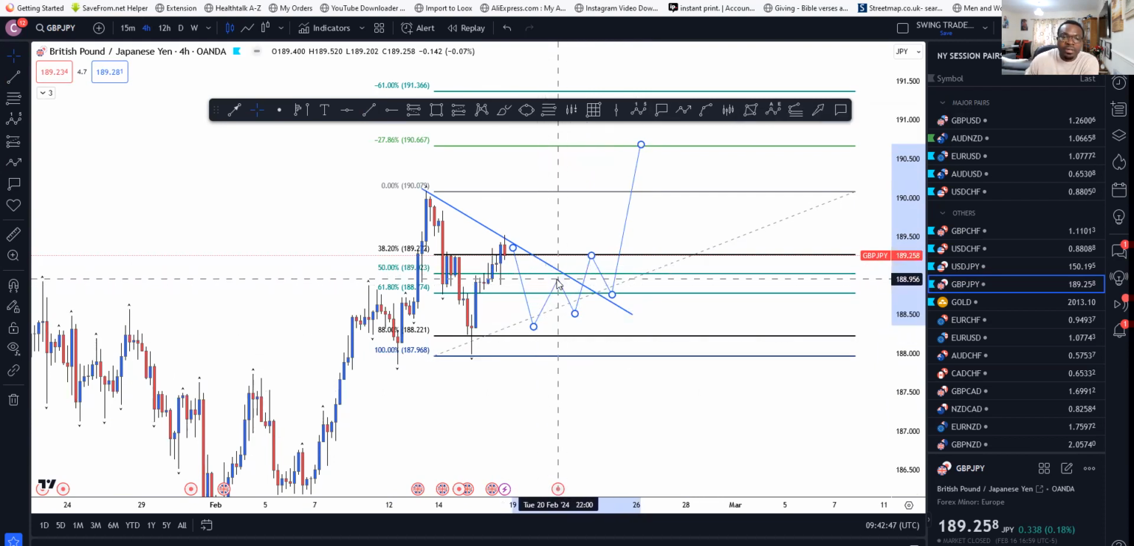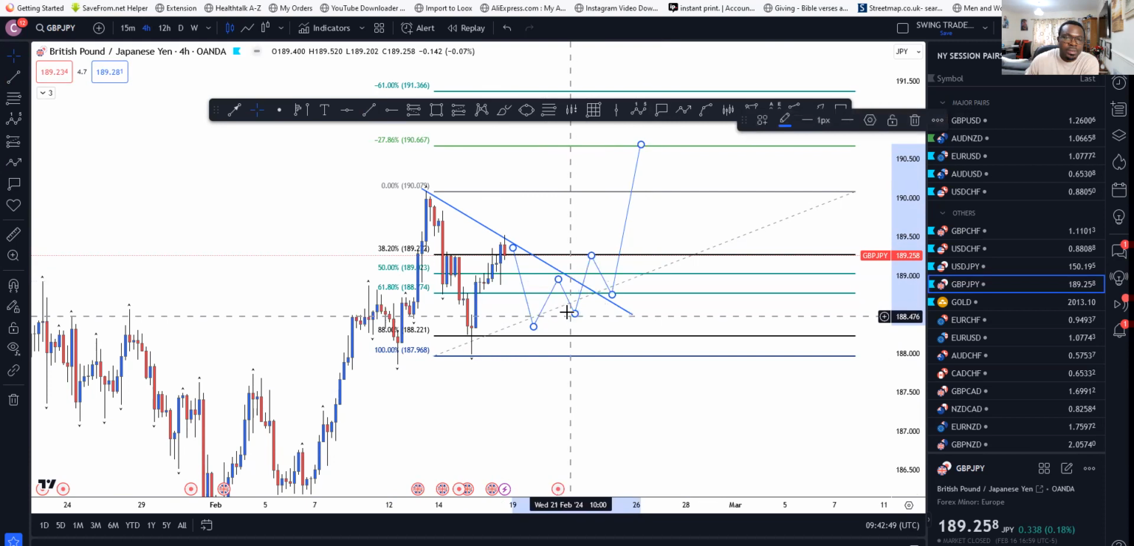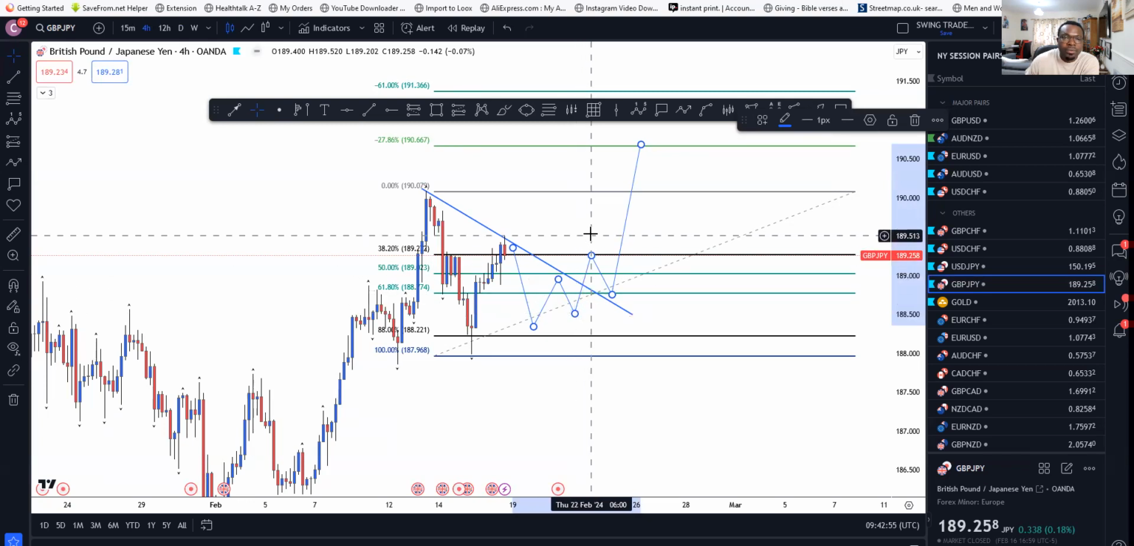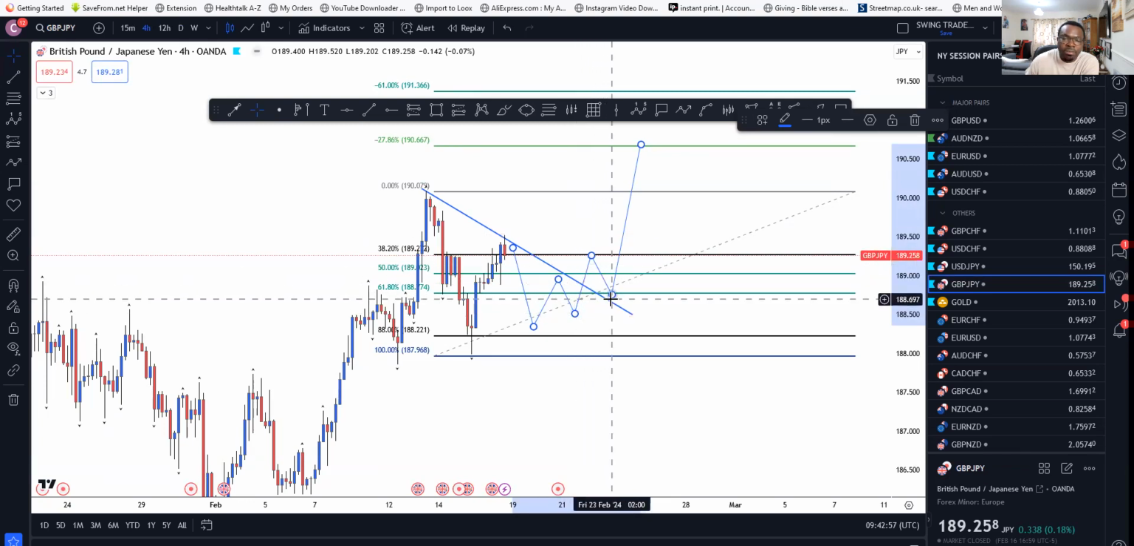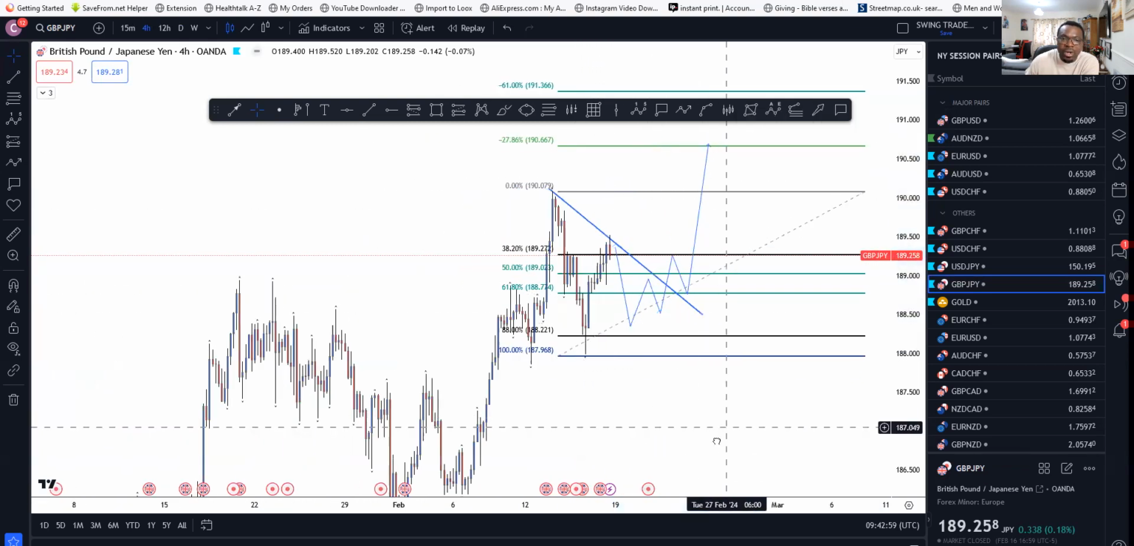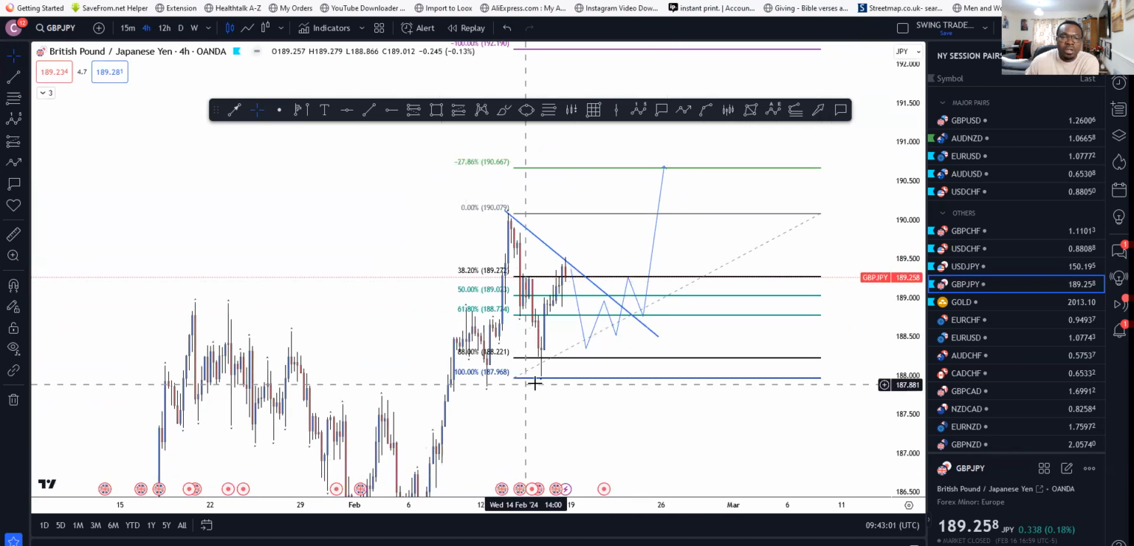And you need to be very careful, because even though you might have a break here and then pull back into the zone, that's another beautiful opportunity. But if you wait for the trend line to break and then it pulls back into it, that's a beautiful opportunity as well on the 4 hours.